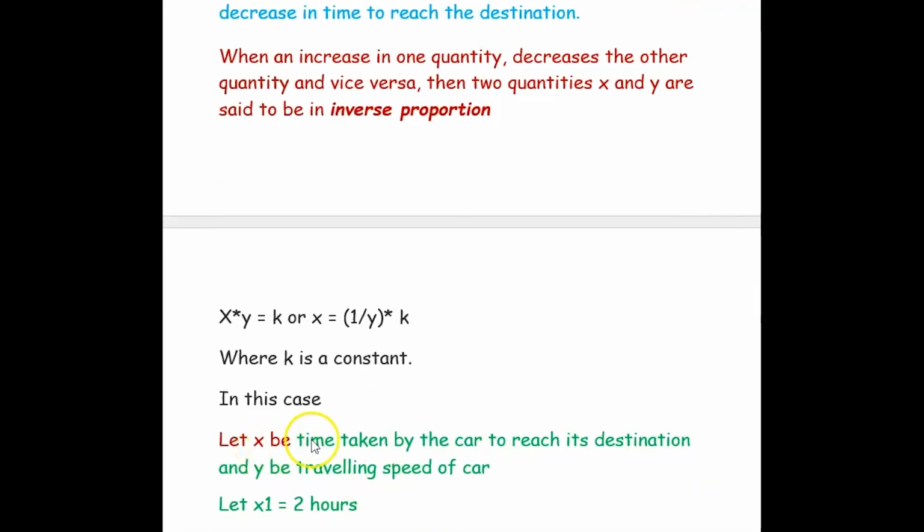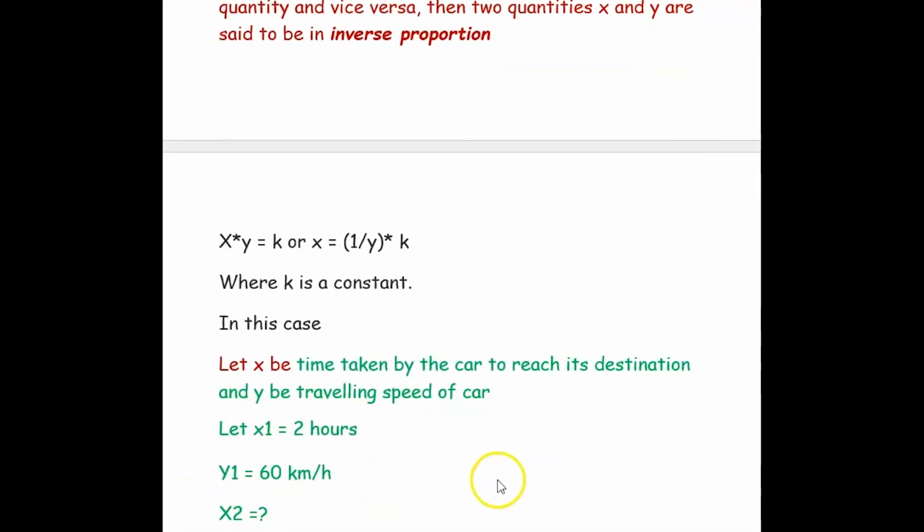So now let's take X be the time taken by the car to reach its destination and Y be the travelling speed of the car. Now from the given, we'll write what is x1, y1, x2 and y2.